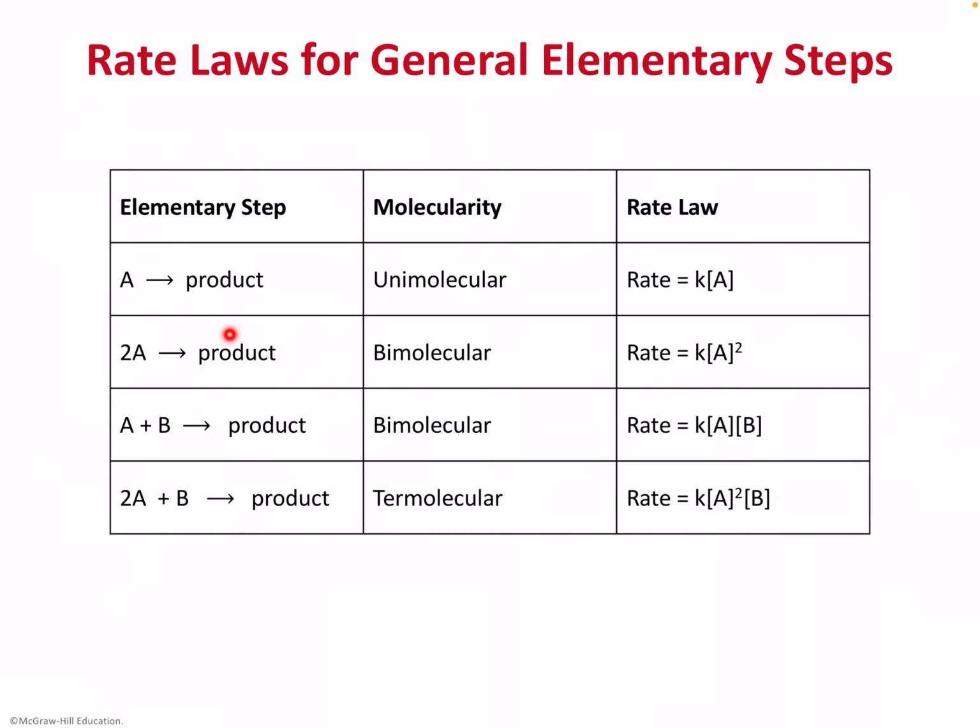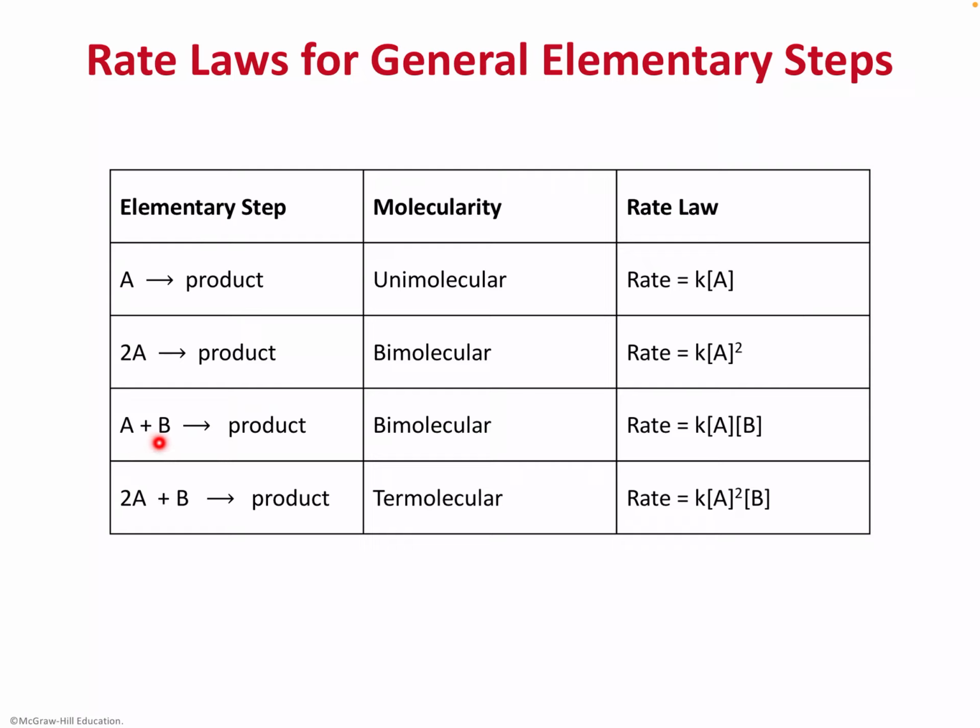If you have elementary step A goes to product, we call this a unimolecular reaction because it is 1 mole, 1A. Normally we don't write 1. So we can write the rate law: rate equals k, the rate constant, times A. Now if you have 2A in an elementary step, the stoichiometry or the molecularity is 2, molar ratio is 2, we call it a bimolecular reaction. Rate is k A raised to the power 2. Remember, this is for the elementary step, not for the overall reaction.